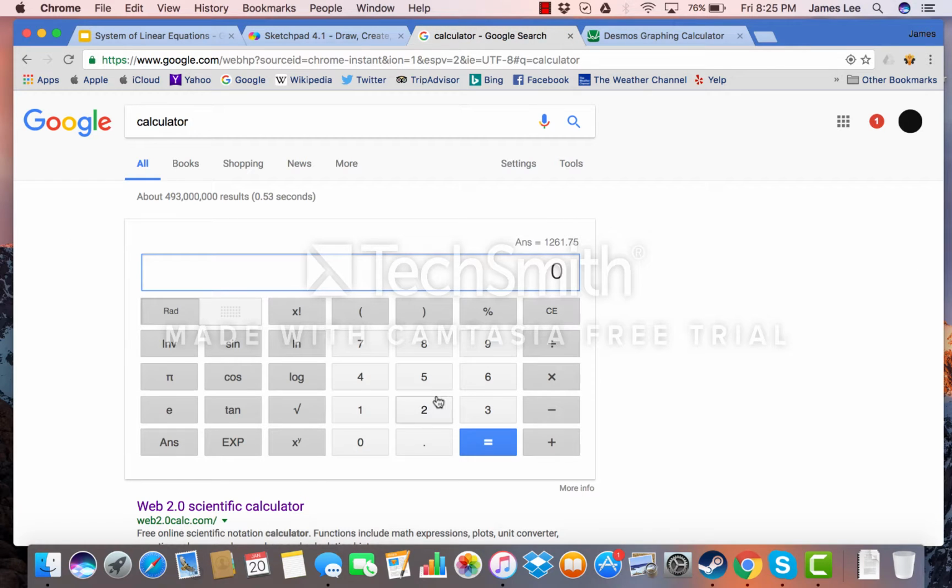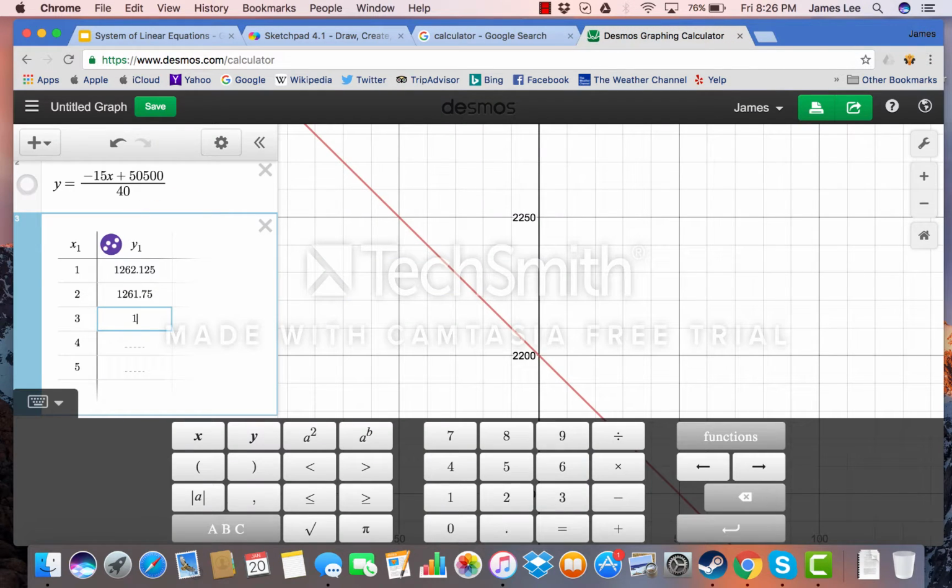For number 3, sorry for the difficulties. I am still getting used to this computer. We get 1,261.375.